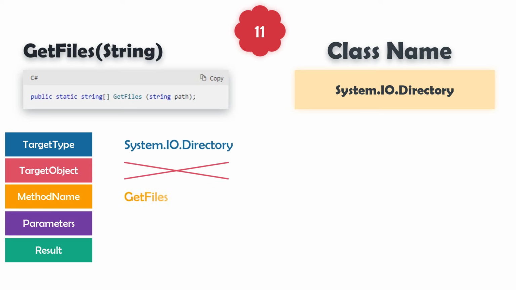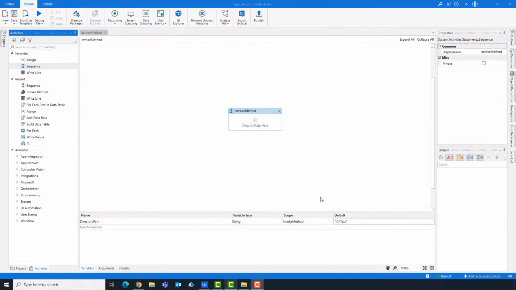The method name is GetFiles. We have only one parameter of type string. Here we write the directory name, from which we want to get the files. For example, this directory. And we have an output of type array string. So we create a variable of type array string, to store the files. That's it. Let's do it in UiPath.